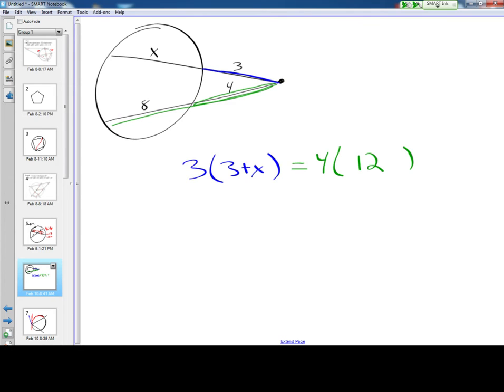That's the hard part right there. Yeah. So it's the length of the outside times the full length. So it's this outside length which is 4, times the length of the whole thing, which is 12. Just like over here, I've got the outside portion, which is 3, times the full length of 3 plus x. So outside times the whole thing. Outside times the whole thing. And it ain't no thing but a chicken wing.